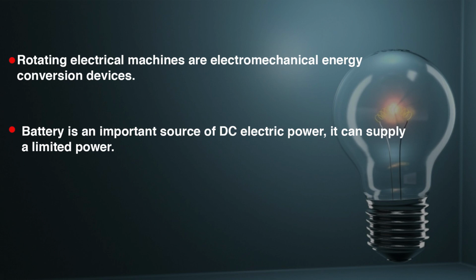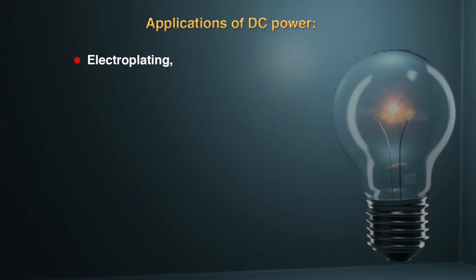Although a battery is an important source of DC electrical power, it can supply only limited power, but there are some applications where a large quantity of DC power is required, for example electroplating and electrolysis. At such places DC generators are used to deliver power.